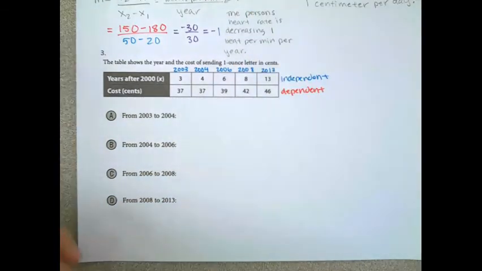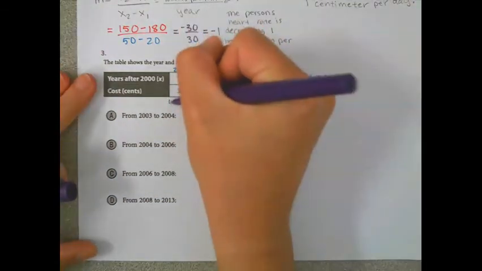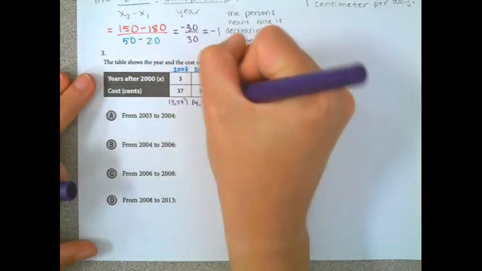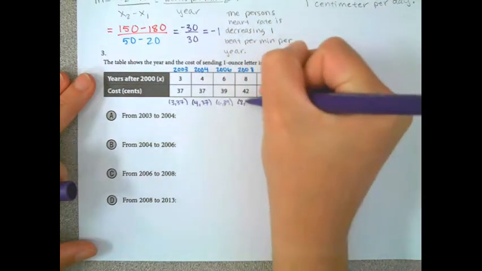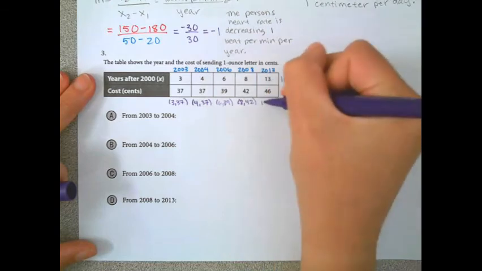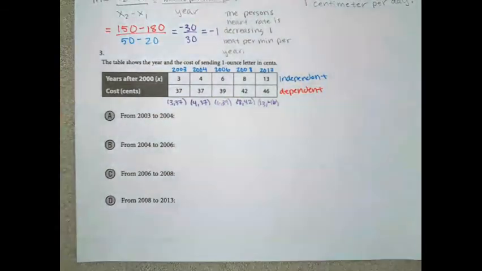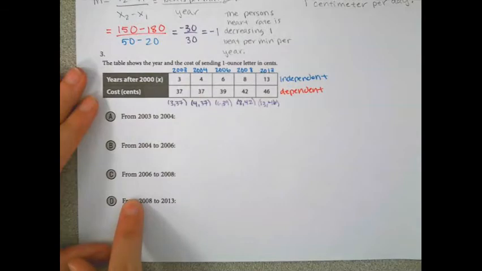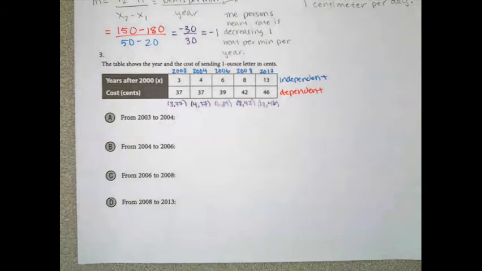We can also think of these as ordered pairs, which is going to be helpful when we're using the slope formula. So this is really the ordered pairs (3, 37), (4, 37), (6, 39), (8, 42), and then (13, 46). Now we are going to take those values and find the slope from 2003 to 2004, 2004 to 2006, 2006 to 2008, and 2008 to 2013. So we're going to find the slope 4 different times. And then we're also going to have to make sure that we interpret it in context.